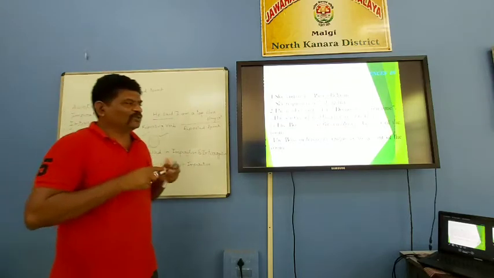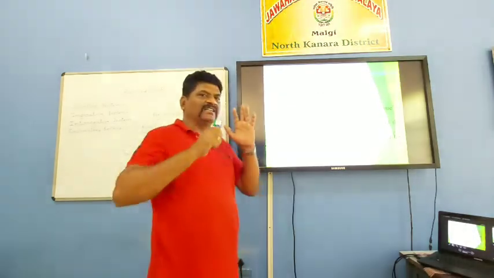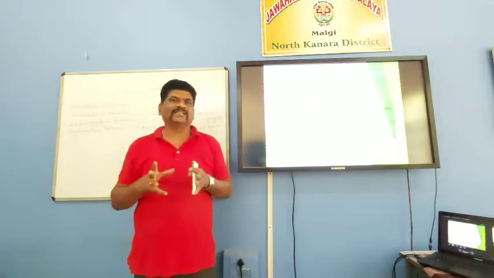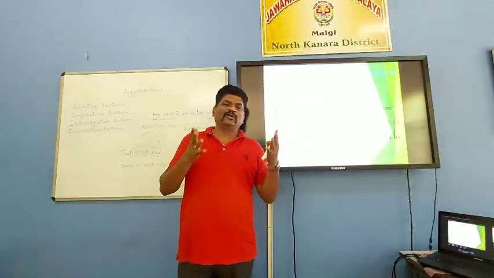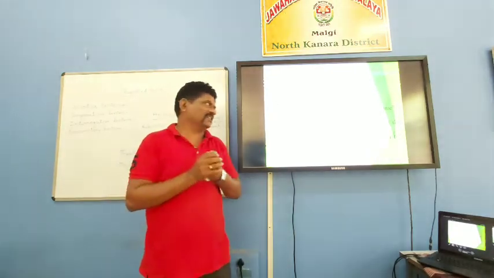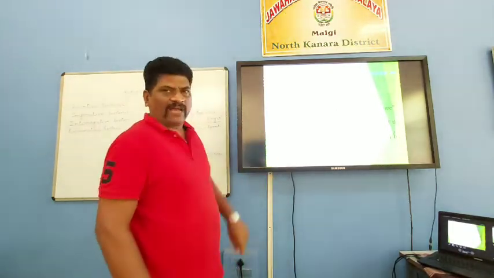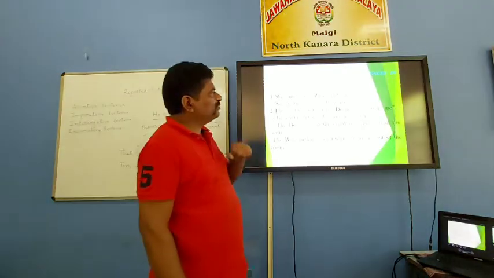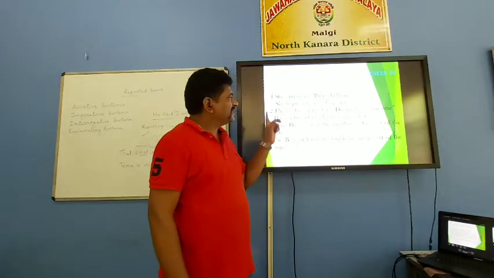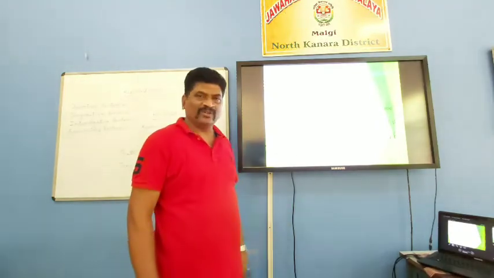In these two sets of sentences, conjunction that is not used. That is a conjunction. Conjunction is a word that joins two words or two sentences. So that is not used here. Let us have a look at these sentences. She said to me, please help me. She requested me to help her. Right? So that is not used.